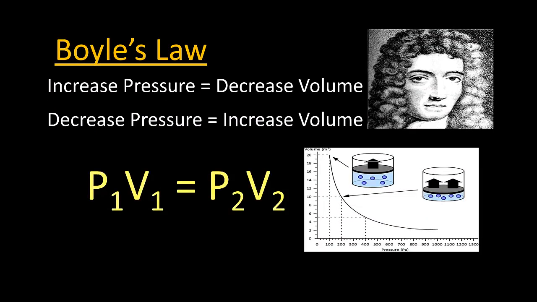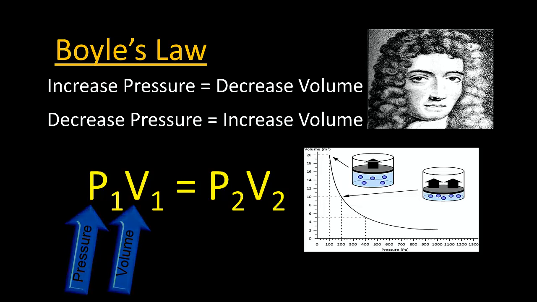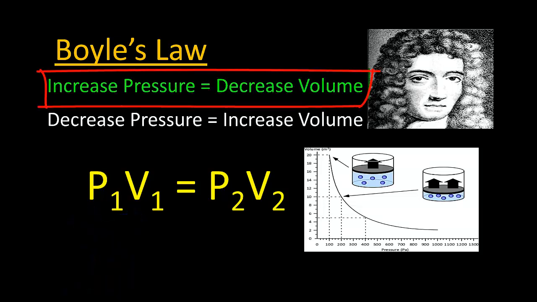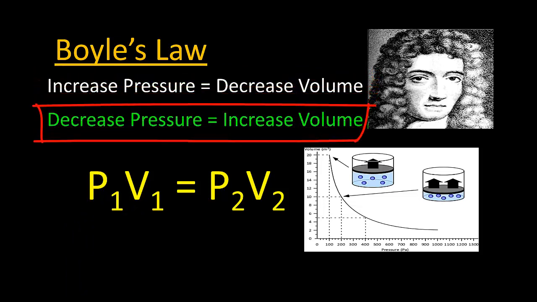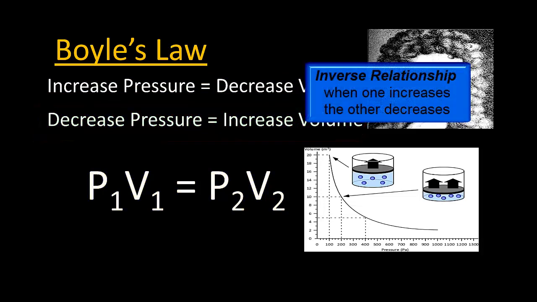Boyle's law is P1 V1 is equal to P2 V2. You know that the P's stand for pressures and the V's stand for volumes. Boyle's law states that an increase in pressure equals a decrease in volume, or vice versa. A decrease in pressure equals an increase in volume. This is an inverse relationship.